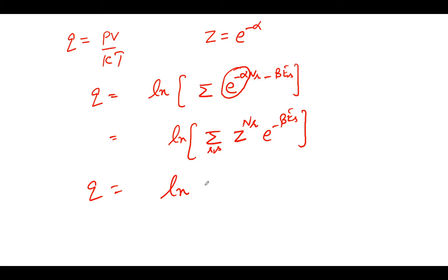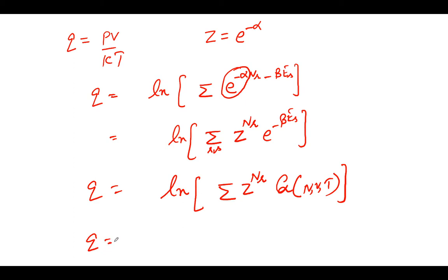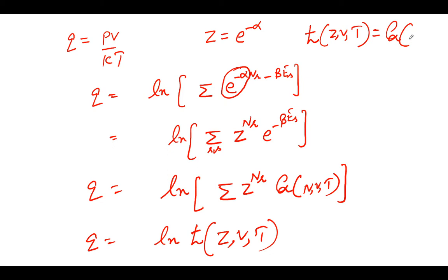So we can say that this is equal to log of summation of z to the power n_r, into summation of exponential of minus beta into E_s, which is generally represented as the partition function of the canonical ensemble. So this Q comes out to be log of the term, which depends upon the three parameters z, V and T, and in some books it is written as Q(z, V, T). This is known as the grand canonical partition function.